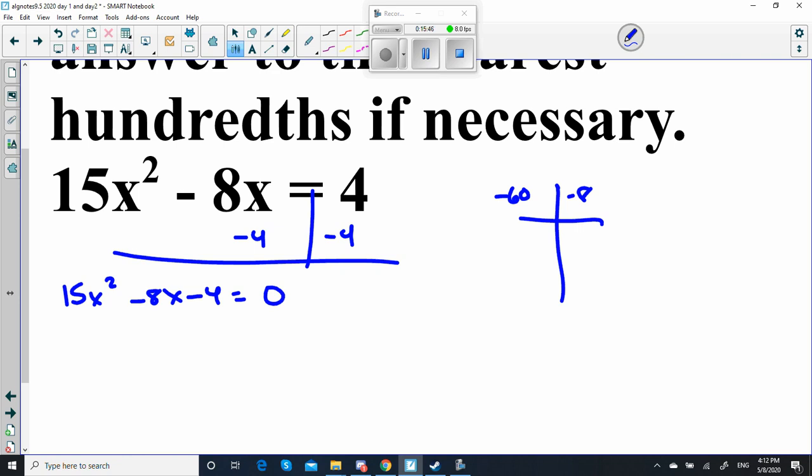6 and 10, 15 and 4, 20 and 3. I'm thinking no on the factor, and especially since the directions say round to the nearest hundredths. All right, so here we go.